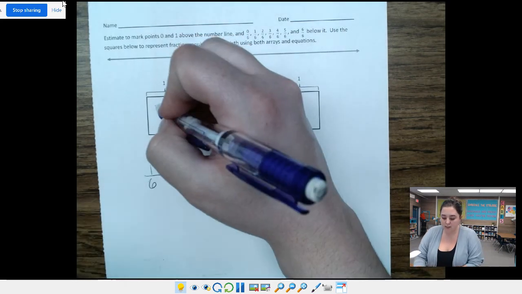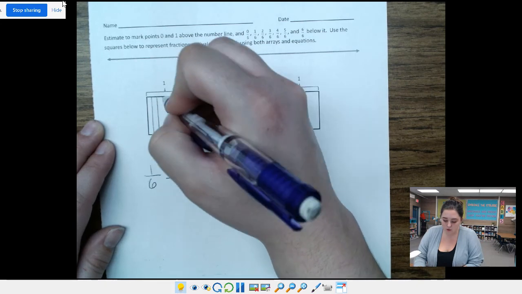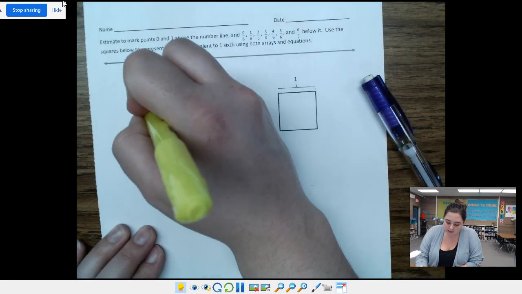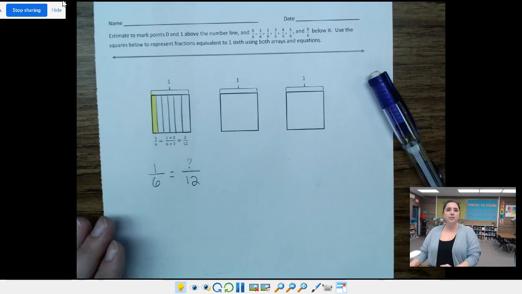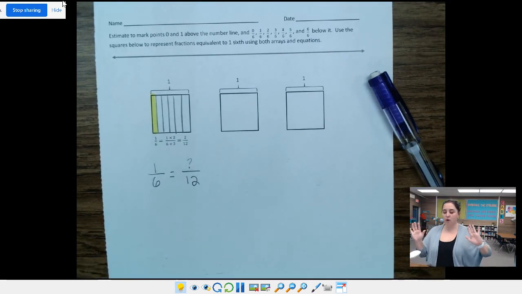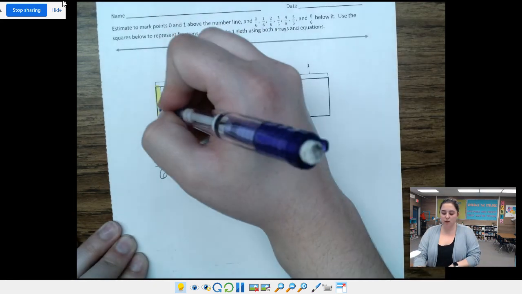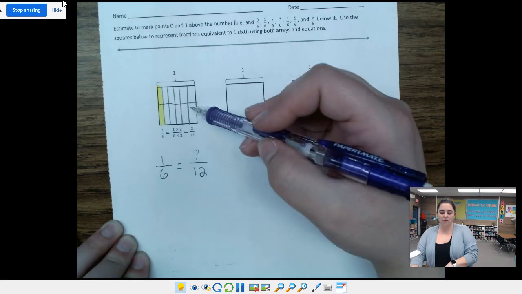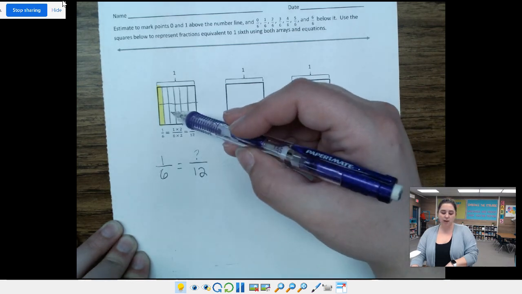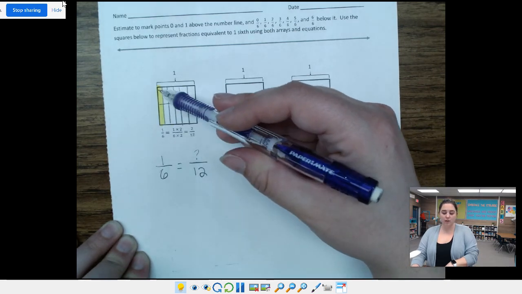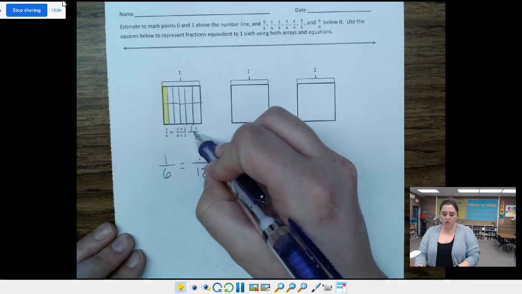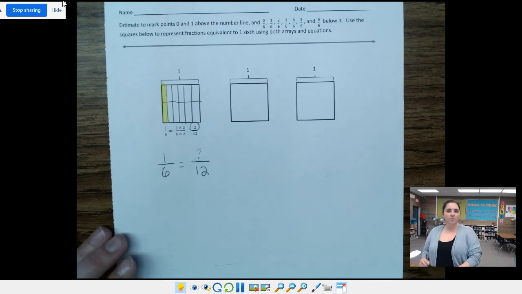So you could draw out your 6 pieces. 2, 3, 4, 5. 5 lines means I have 6 pieces now. Here's 1/6. Not going to add any more. I'm just going to cut it. So now I have 12 pieces. 2, 4, 6, 8, 10, 12. How many of them are shaded? 2 of them are shaded. So that's one method you could use.